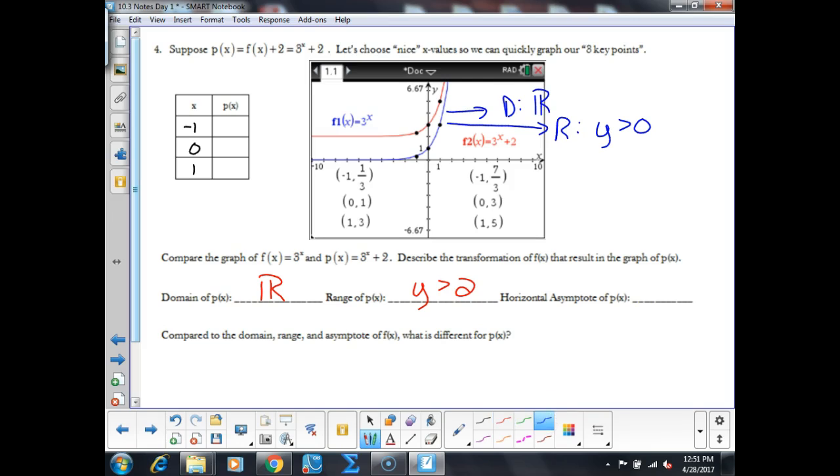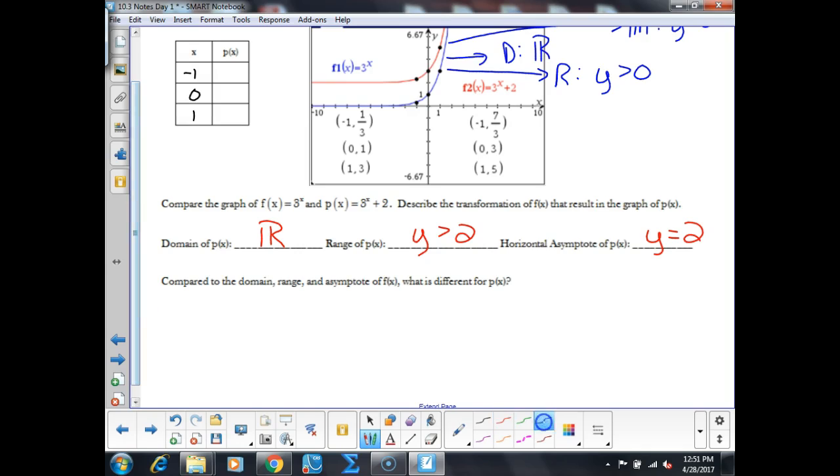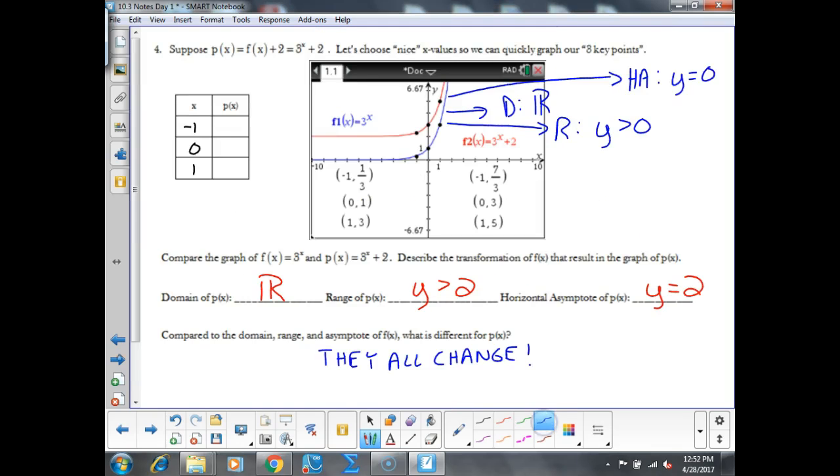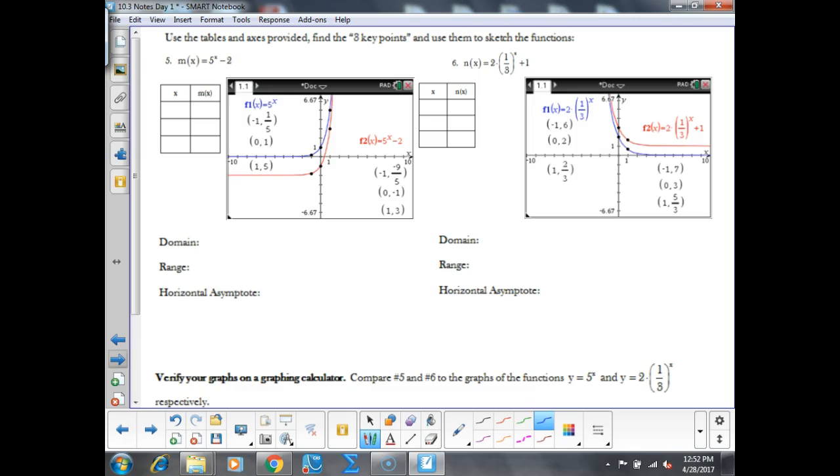The horizontal asymptote of the blue graph was y equals 0, but since that all got shifted up, my horizontal asymptote is now y equals 2. Okay? This one, because it was a vertical shift, they all change.